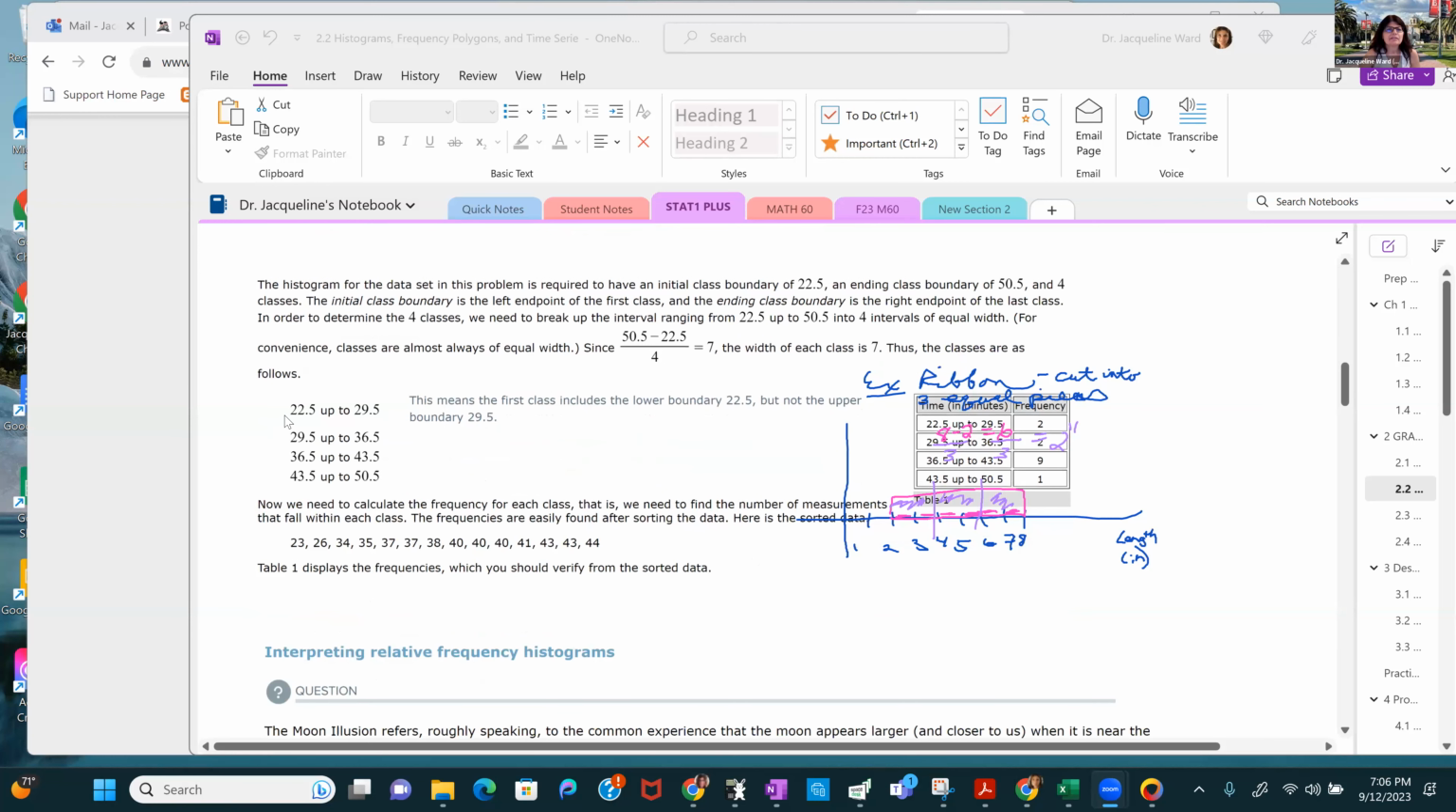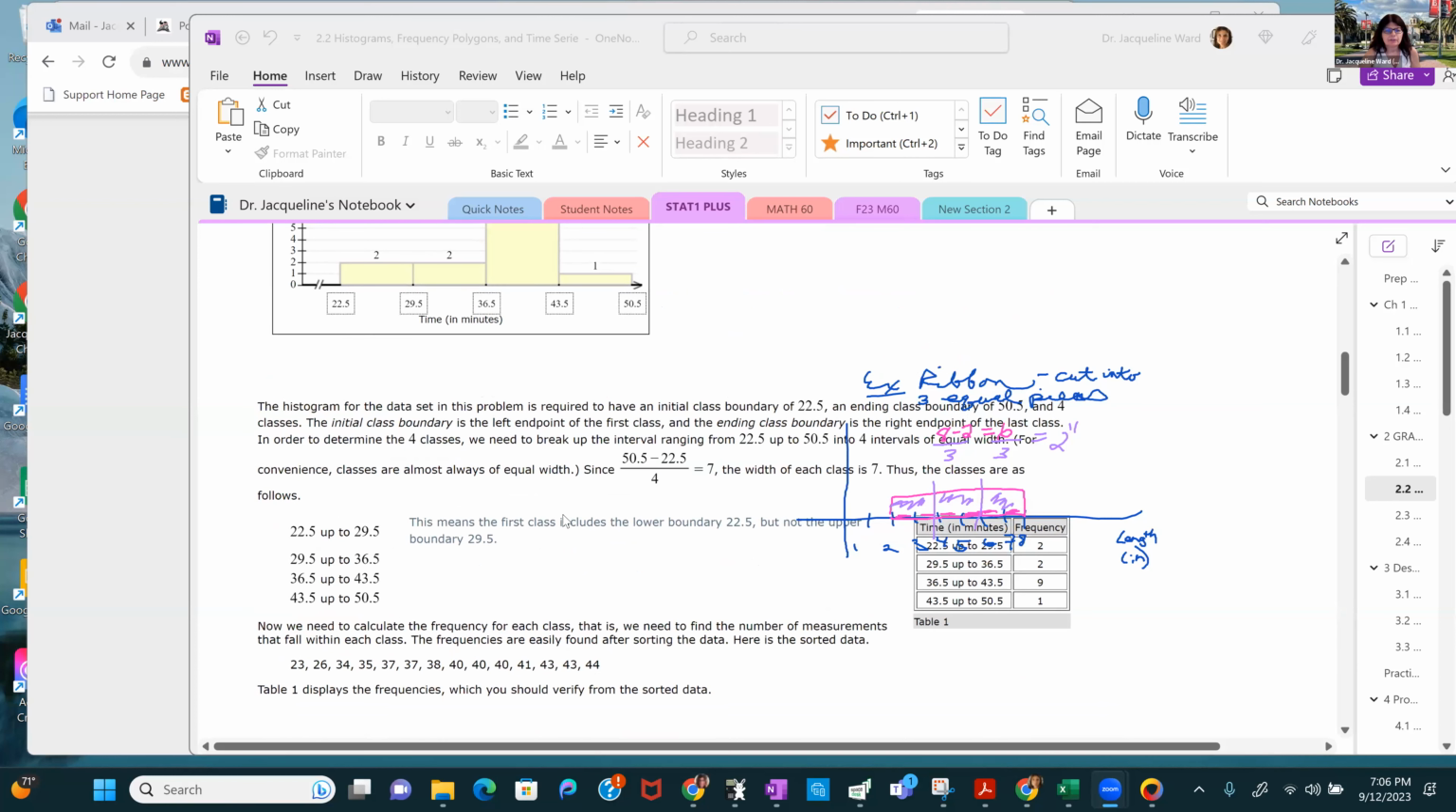And so notice they say 22 and a half. That's the first class. This first class includes 22 and a half up to, you're going to add 7, you go to 29 and a half. And we don't include the upper boundary. And then 29 and a half, you're going to add 7 again, add 7 again, add 7 again. So that's what gives you your classes. And yeah, we're going to do some of these.